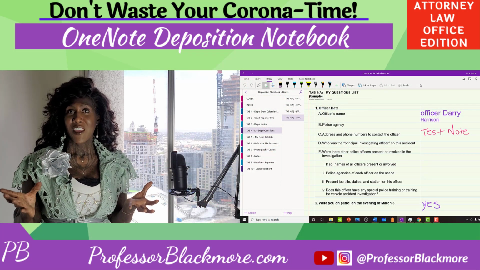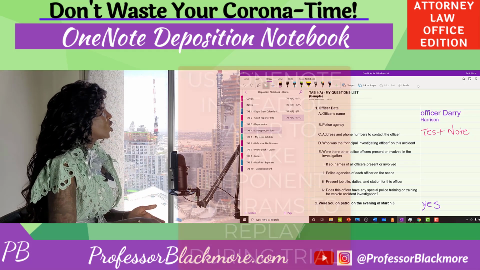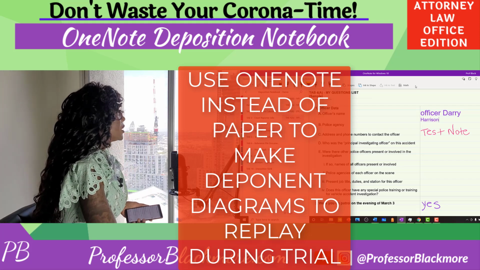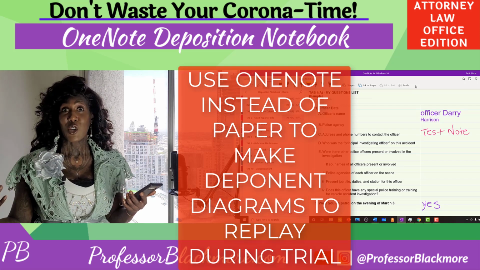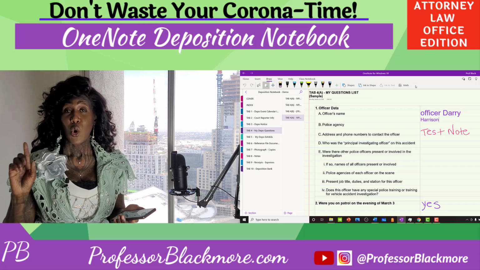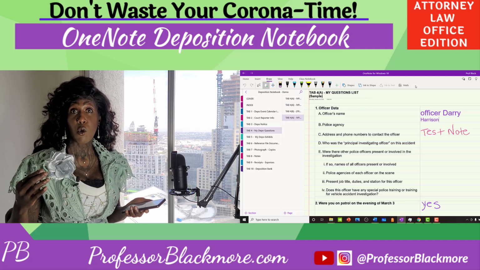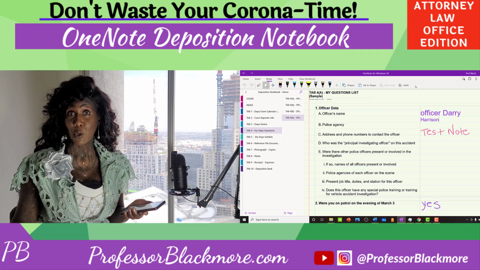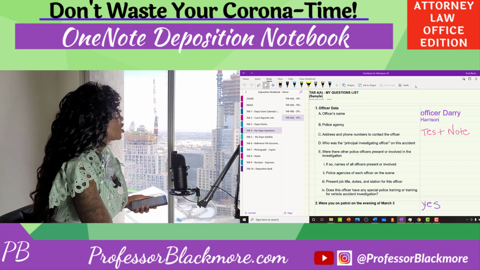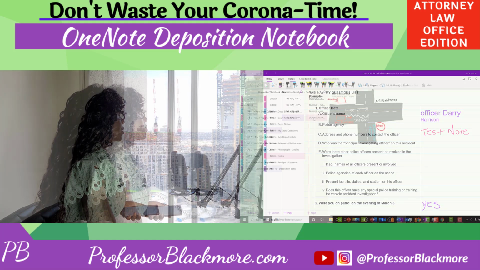And so one more thing that I want to show you about this notebook is that during the deposition, you can have experts like a police officer take handwritten notes, make diagrams or drawings in the deposition, which can be played back presumably at the time of trial, or to refresh that deponent's memory about something that they said at the time of the deposition. And so I wanted to show you how that also works.